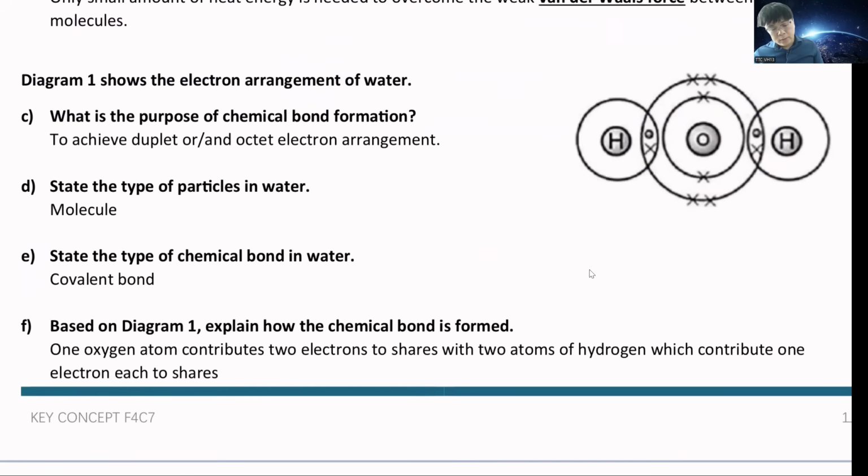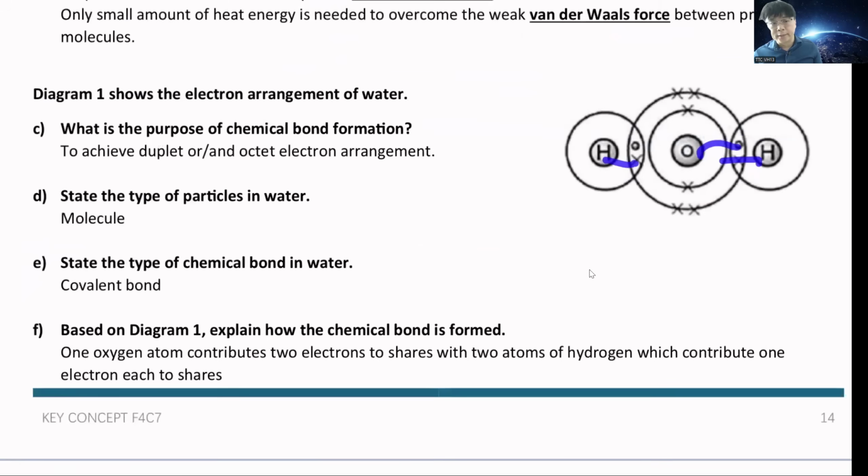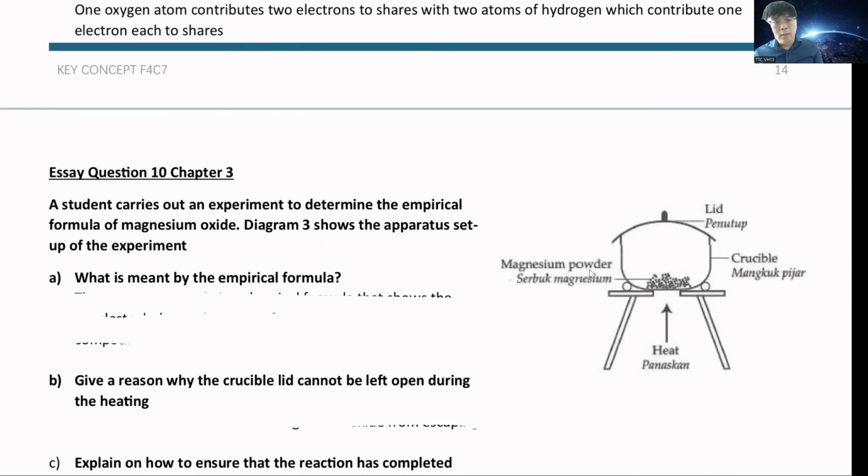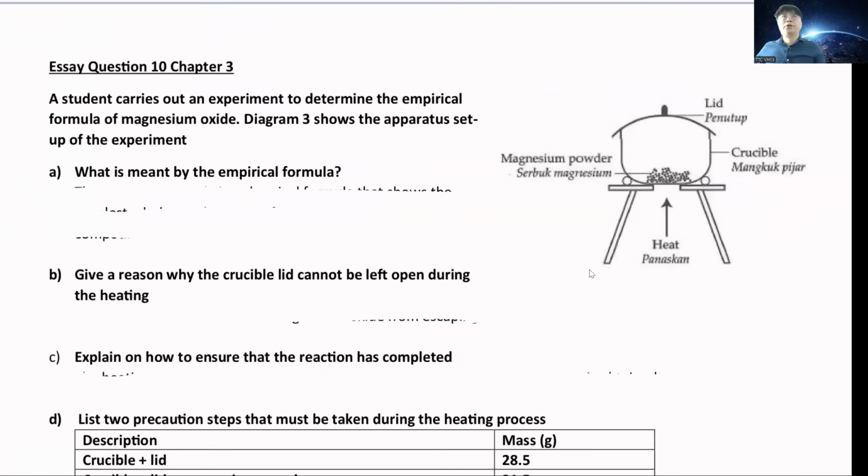Then covalent bond, the oxygen will contribute 2 to share, then hydrogen contribute 1 to share, like this. Okay, for Question 9, because question 9 is very tough, I highly recommend you don't do question 9 because it's very tough and it has a lot of traps there. So I recommend you to do question 10.